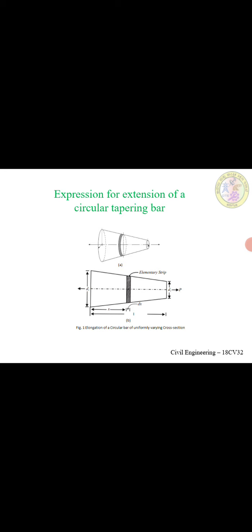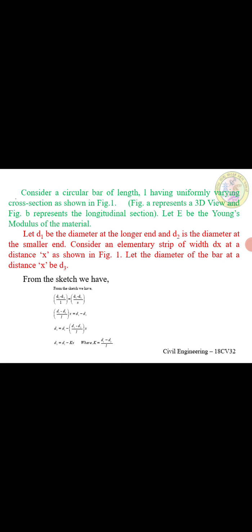Let E be the Young's modulus of the material. Let D1 be the diameter at the longer end and D2 is the diameter at the smaller end. Consider an elementary strip of width dx at a distance x as shown in the diagram. Let the diameter of the bar at a distance x be d3.